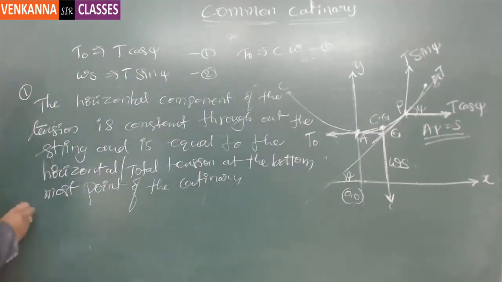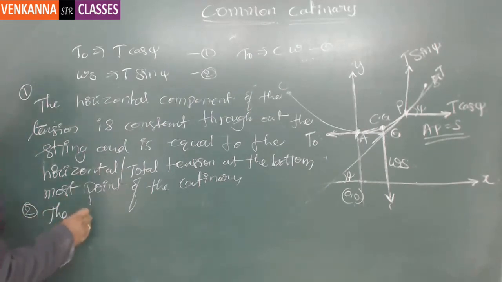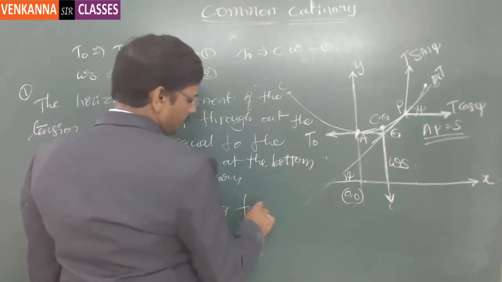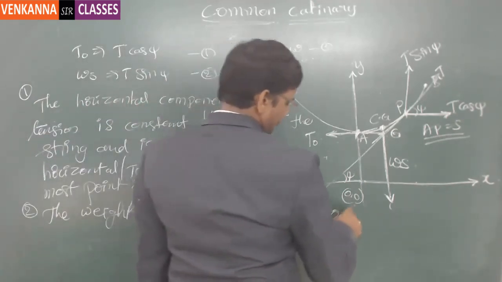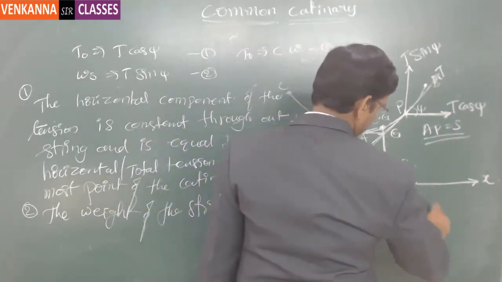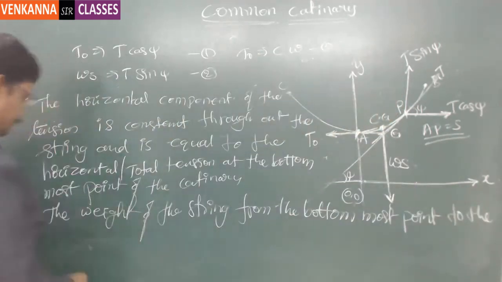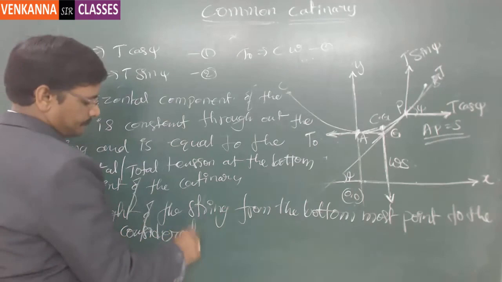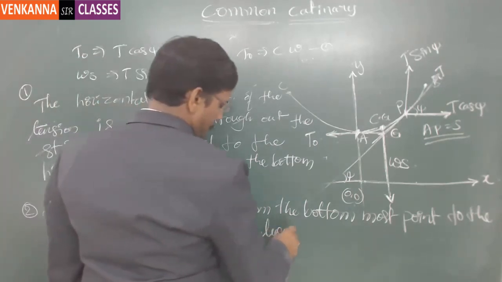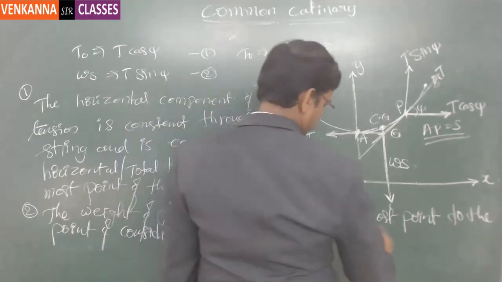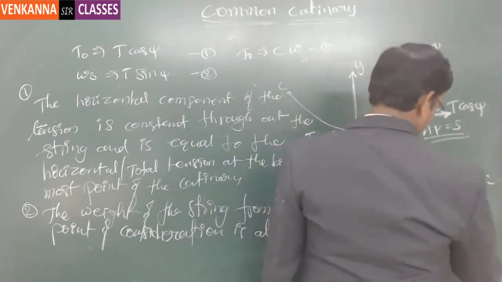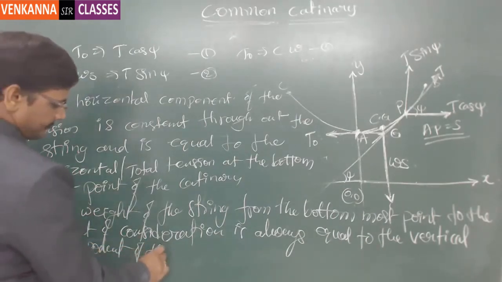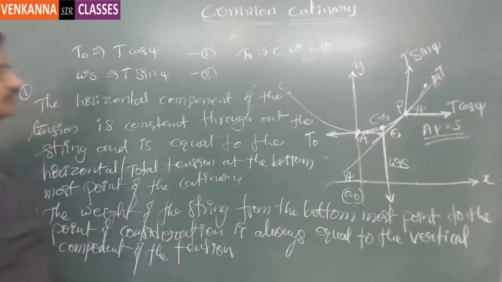Got it? You note down this. The second conclusion is the weight of the string from the bottommost point to the point of consideration is always equal to the vertical component of the tension. And this is the second conclusion.